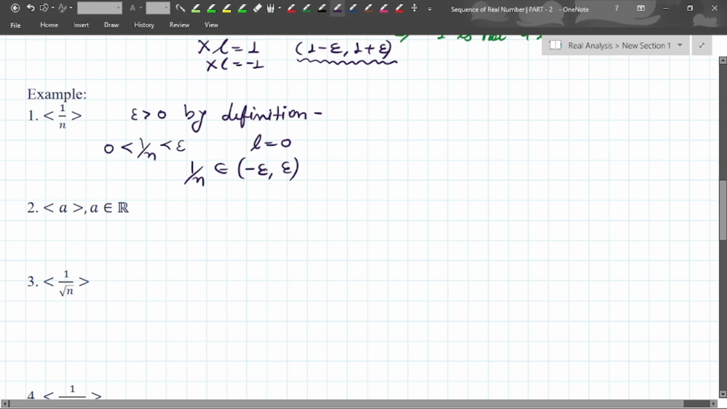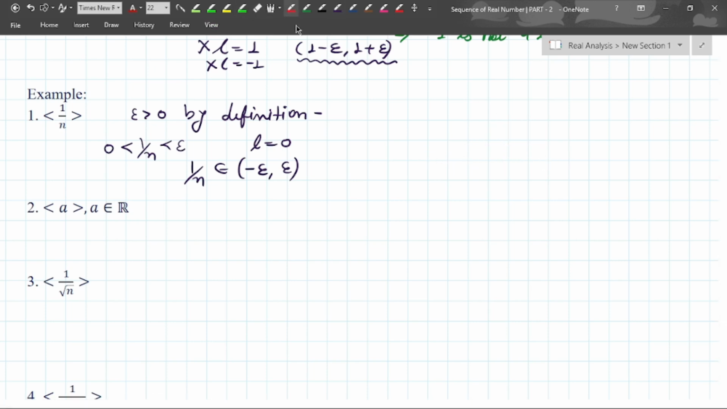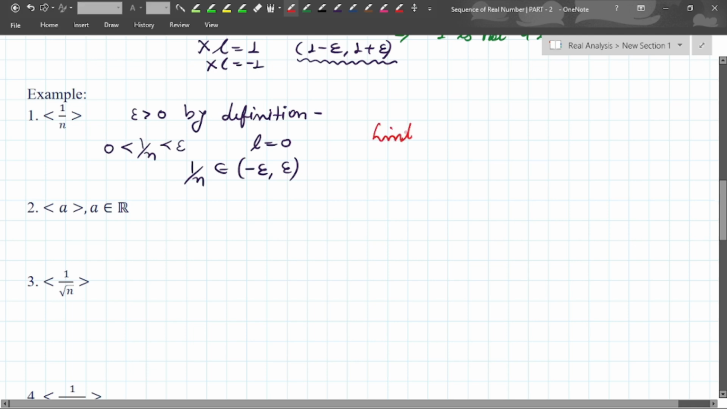Because it is the interval. Let's see, this is my minus epsilon and this is my epsilon, and this is 0. All my terms will lie here only. This is 1 by n. And it is simple to find whether my sequence is convergent or not, just find the limit. Find the limit as n tends to infinity of 1 by n. It is nothing but 1 over infinity, and it is 0.